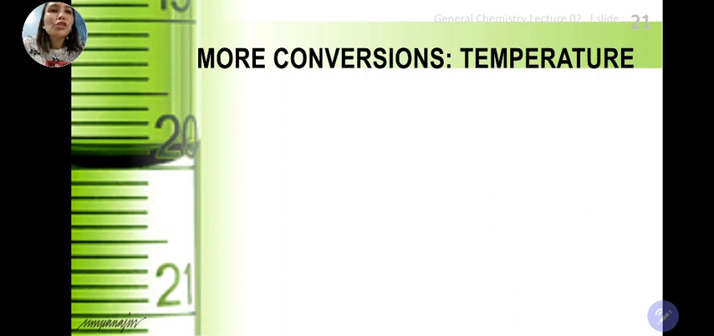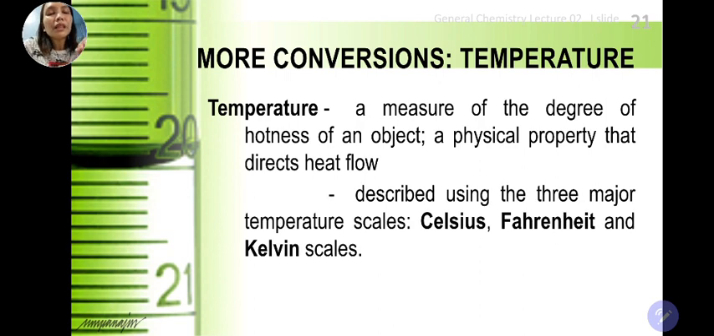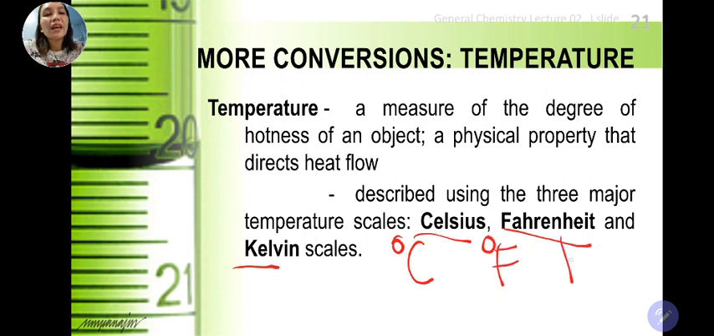So, for temperature conversions, temperature is the measure of the degree of hotness or coldness of an object. It is a physical property that directs heat flow. It is described using the three major temperature scales. We have Celsius, Fahrenheit, and Kelvin scales. So we have degrees Celsius, degrees Fahrenheit, and Kelvin scales.